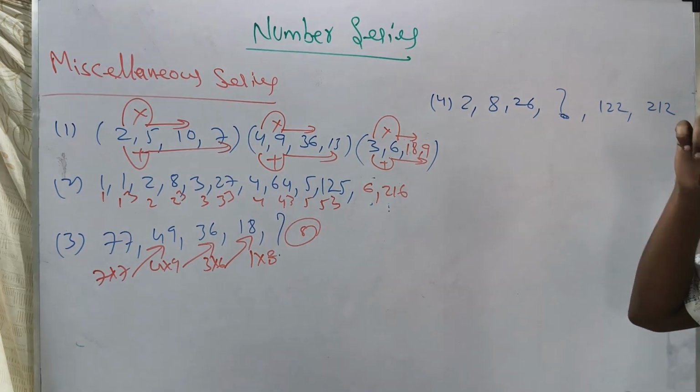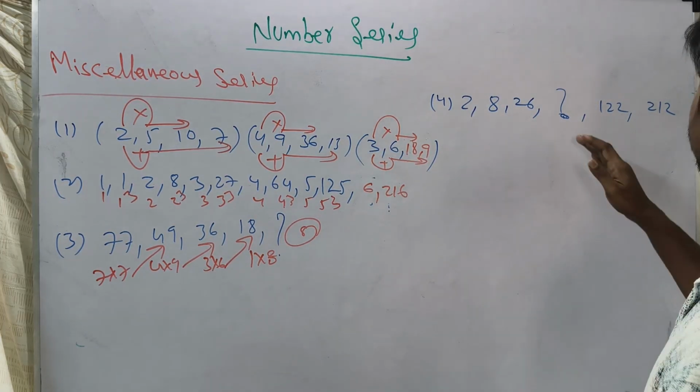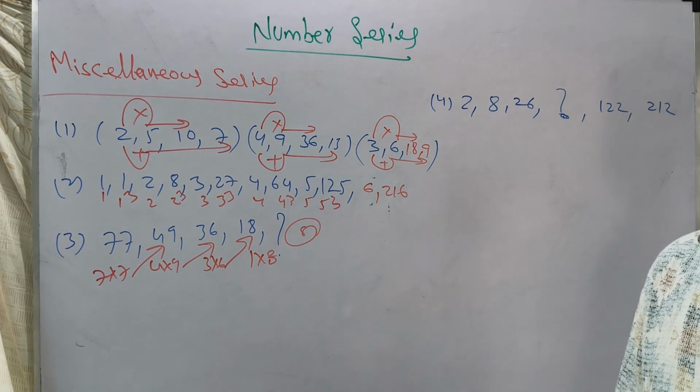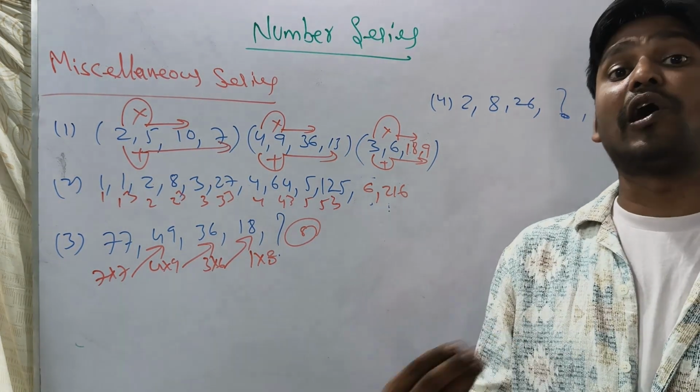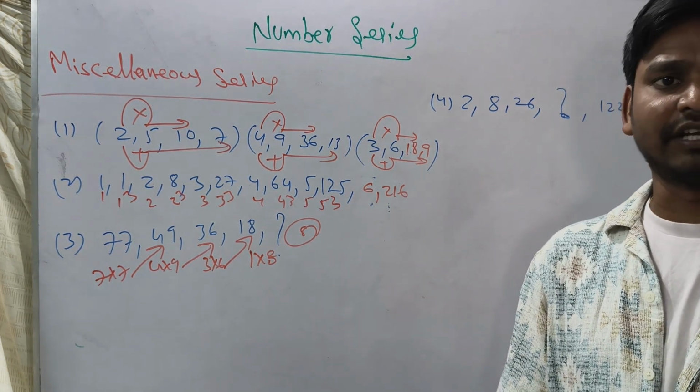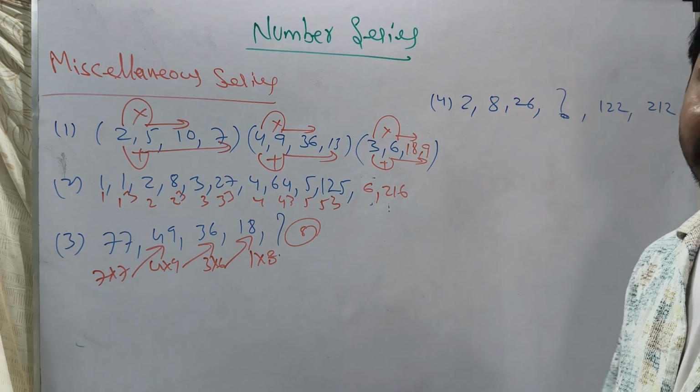Now see this example. Here we have to find out. As I told you, you may get the missing term of the series, or the next term of the series, or the wrong term of the series, by using these techniques only.